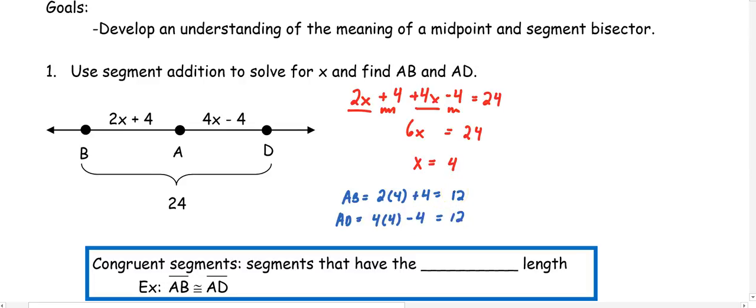So this shows that the segments have the same length. Any segments that have the same length are called congruent segments. So congruent segments are segments that have the same length. If they have the same length, we would say that segment AB is congruent to segment AD.